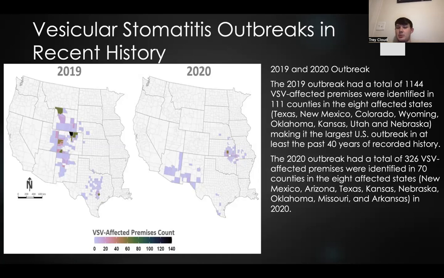And then the 2020 outbreak had a total of 326 affected premises in 70 counties over 8 states, with new states being Arkansas and Missouri. And then you can kind of see the affected areas and the counties in which the vesicular stomatitis was found and the severity of it.